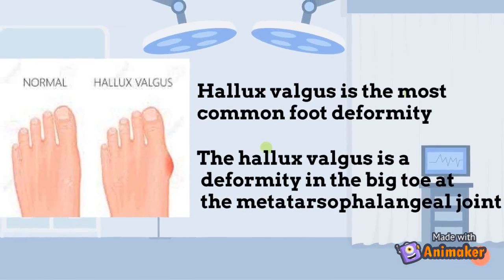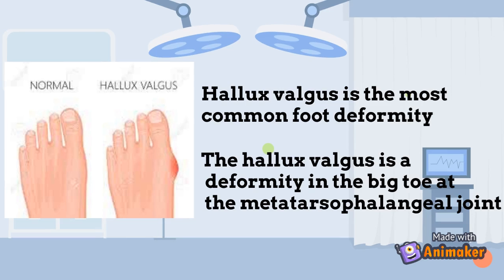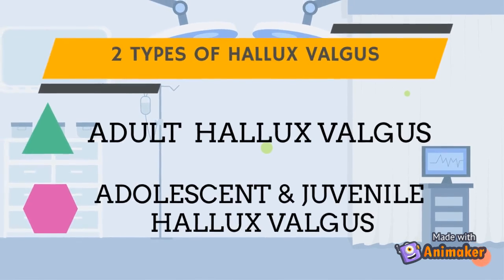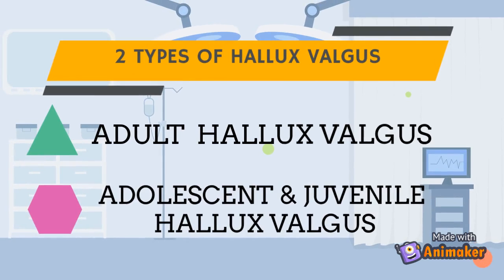Hallux valgus is the most common foot deformity. Hallux valgus is a deformity in the big toe at the metatarsophalangeal joint. There are two types of Hallux valgus: adult Hallux valgus, and adolescent and juvenile Hallux valgus.